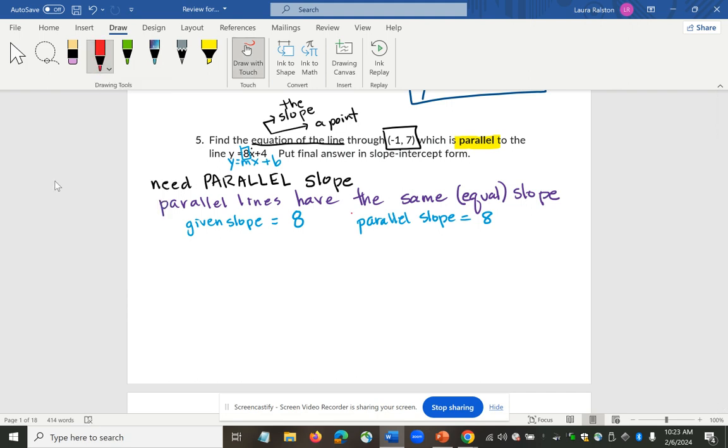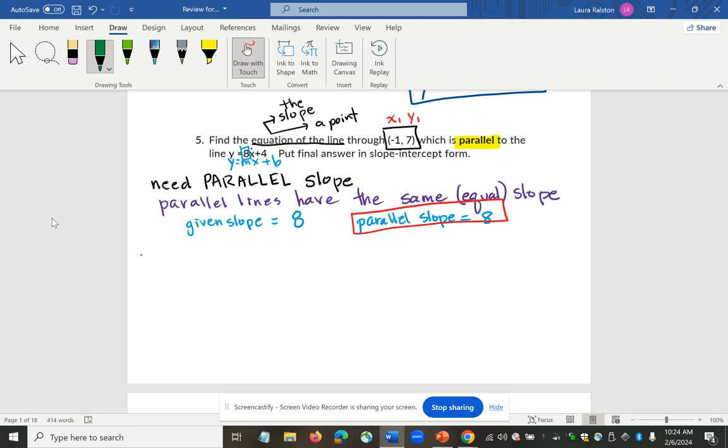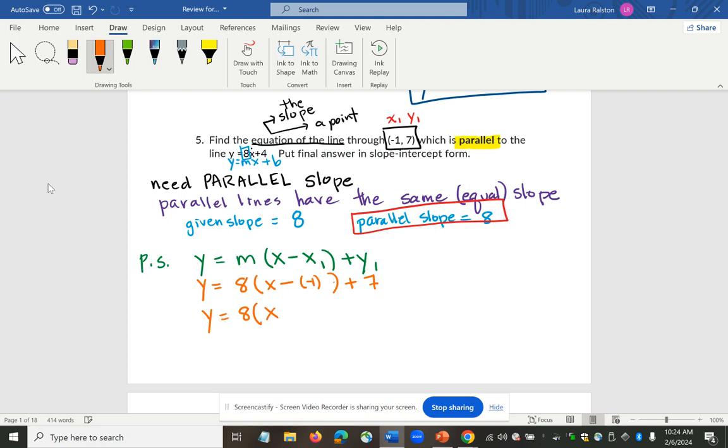Okay, so I have my parallel slope that I need. I have a point. So here's x1, y1. And I'm going to, again, use the point slope form, the equation. Okay, so I'm going to use point slope, which is y equals m times x minus x1 plus y1, and I'm going to substitute my values into that equation. So I have y equals 8 times x minus the negative 1 plus 7. So I'm going to simplify this a little bit. So I have 8 times x minus the minus is plus 1 plus 7.